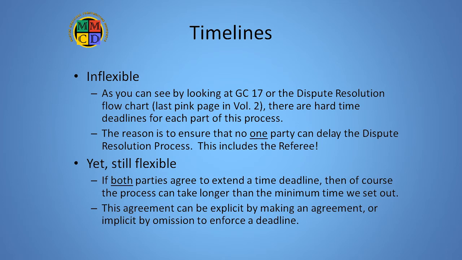Another way for deadlines to be extended is when both parties fail to object when a deadline is missed. Until one party chooses to enforce the deadline, the time is extended by default agreement. However, as soon as one party objects to a missed deadline, the clock starts ticking on the next step, because GC 17.8.1 requires time limits be strictly enforced.